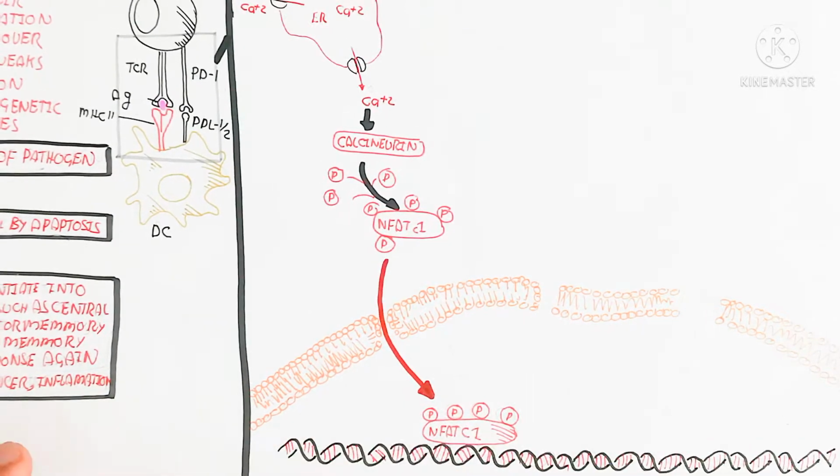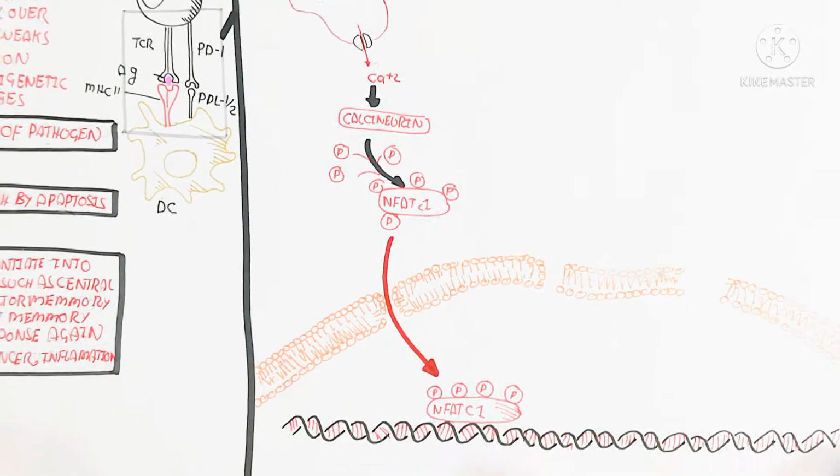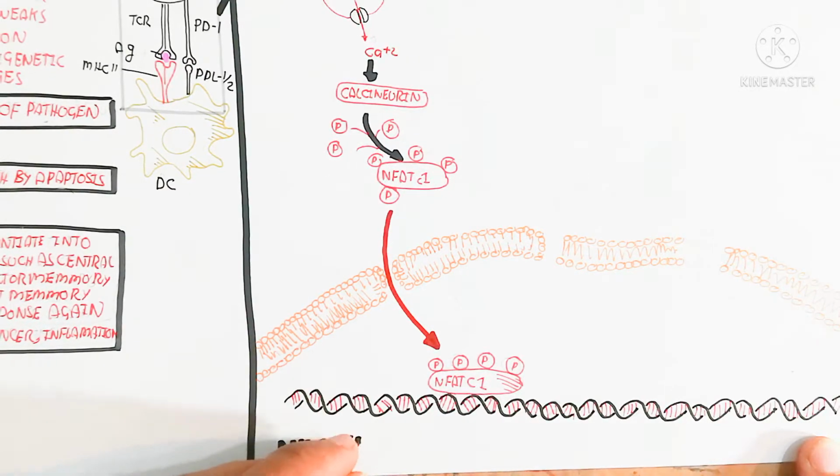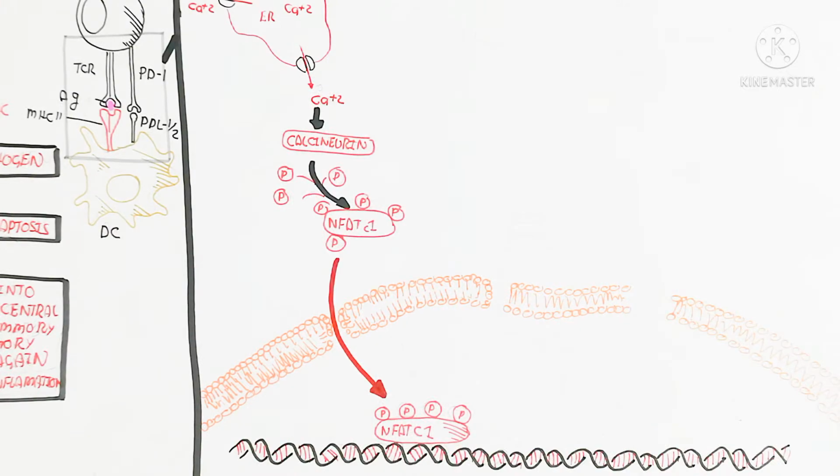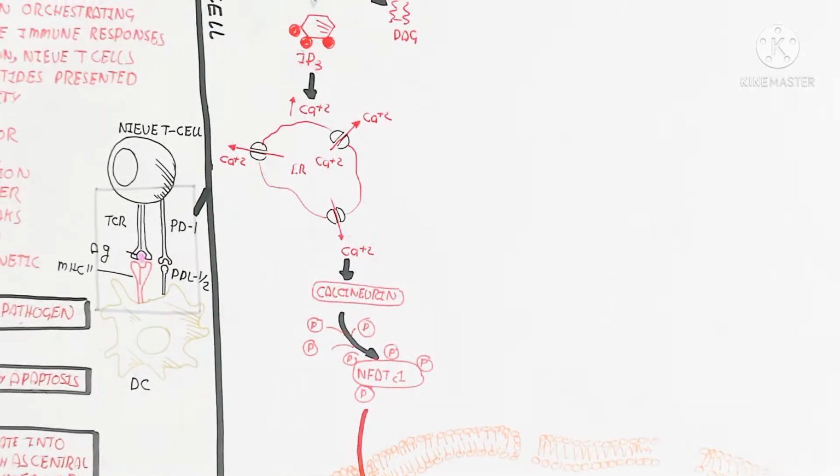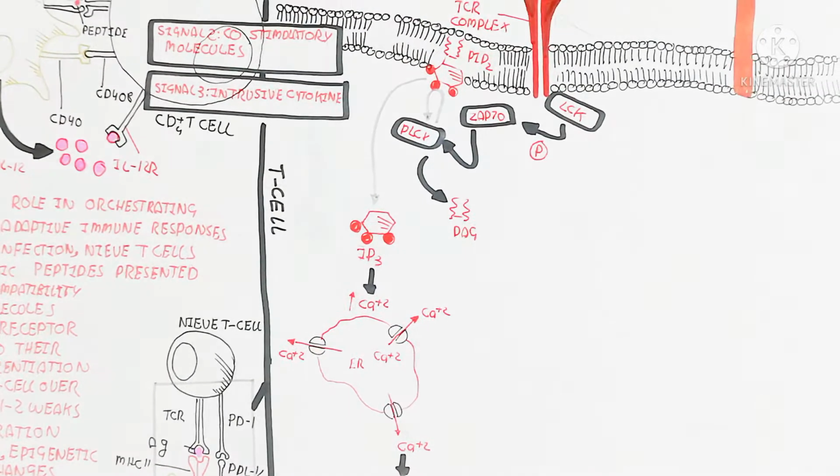This leads to proliferation of the naive T cell into basically CD8 and CD4 and T regulatory cells, for example cytotoxic T cells and T helper cells.